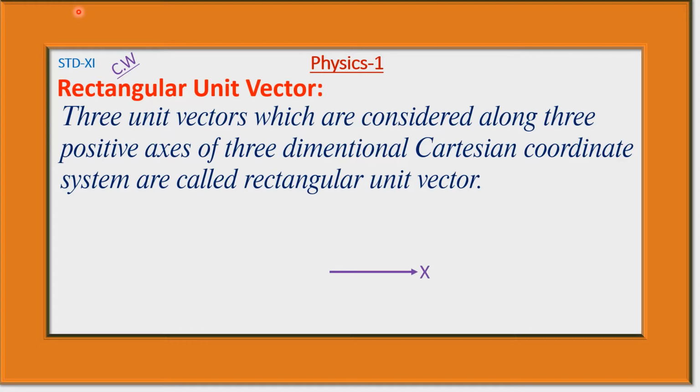Here x-axis, y-axis and z-axis, this is the three-dimensional Cartesian coordinate system. Here are three mutually perpendicular axes, x-axis, y-axis and z-axis, and along the x-axis unit vector i is considered, along the y-axis unit vector j, and along the z-axis unit vector k. That is, i, j and k, these three unit vectors are considered along the x-axis, y-axis and z-axis respectively.